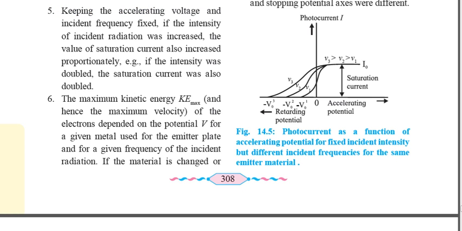Next, sixth one is the maximum kinetic energy. It is denoted by Ke, and hence maximum velocity of the electron depend on the potential V. ठीक है, तो जो इलेक्ट्रॉन्स इमिट हो रहे इमिटर प्लेट से, so that has the kinetic energy. It is denoted by Ke max, and that depends on the voltage V for a given metal used for the emitter plate. तो जैसे हमने एक्सपेरिमेंटल सेटअप जब स्टडी किया तो हमने देखा कि इमिटर इज़ मेड ऑफ अ मेटल. ओके, तो ये मेटल से बनता है.